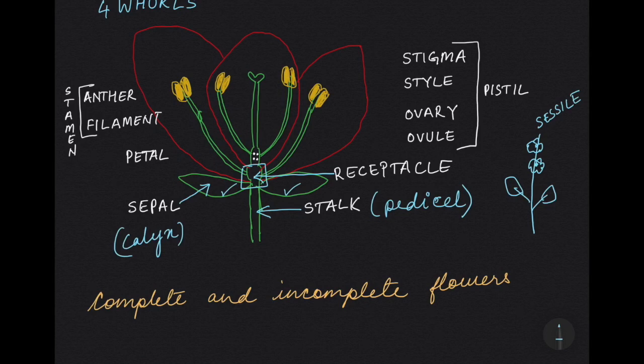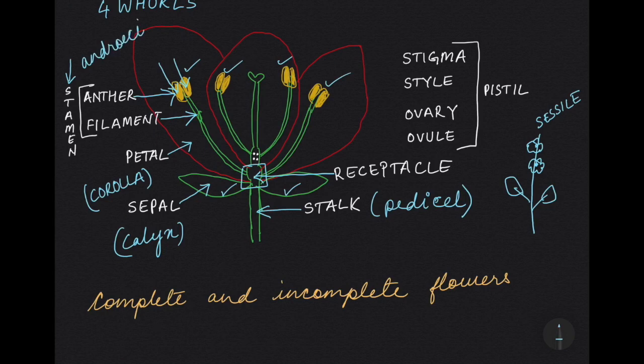The second whorl is the brightly colored petals. Petals are collectively known as corolla. So there may be 5 petals, but one corolla. The third whorl is the male part of the flower, which is made up of a long filament, this is the filament, and a bilobed anther. You can see how this anther is divided into 2 lobes. It is one stamen. So here in this diagram, you can see 1, 2, 3, 4 stamens, but it is one androecium. So collectively, it is known as androecium.